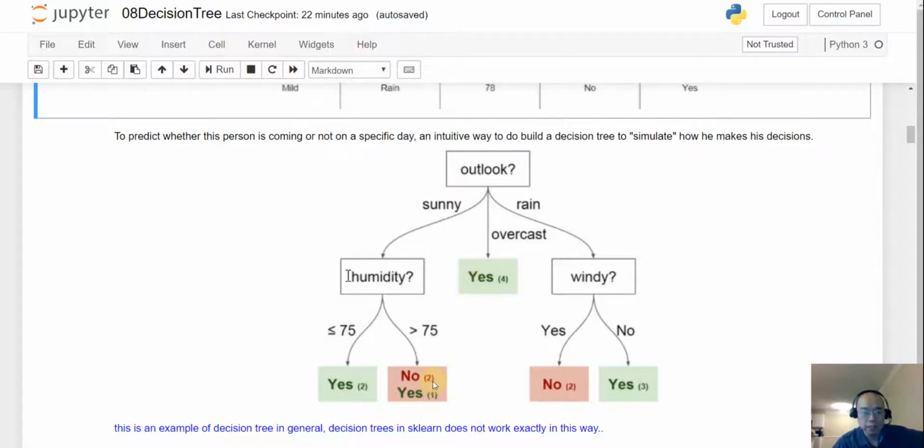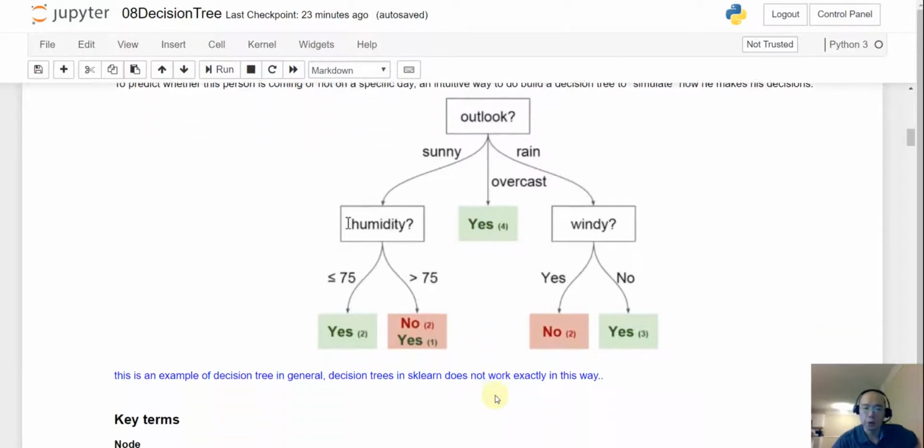And this one is a little bit tricky. When it is sunny and the humidity is higher than 75, there are three cases. Among those three cases, we have two no's and one yes. So in this case, since no is the majority, for this leaf we are going to say it is a no. Okay, and this is just a conceptual decision tree. The real decision tree, as we are going to see later, doesn't work exactly like this. But this example will give you a good idea of how a decision tree works.